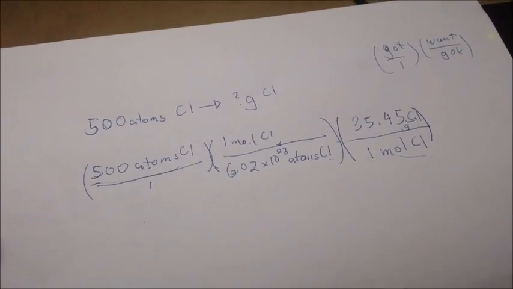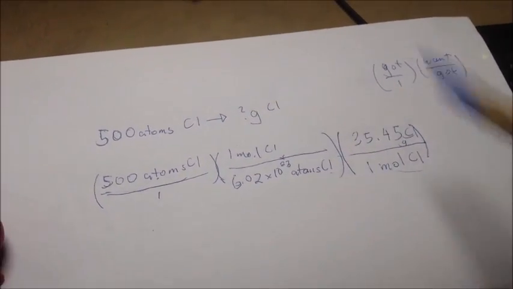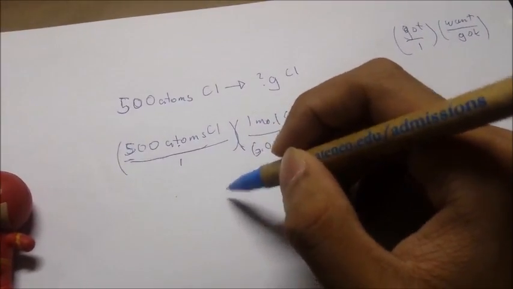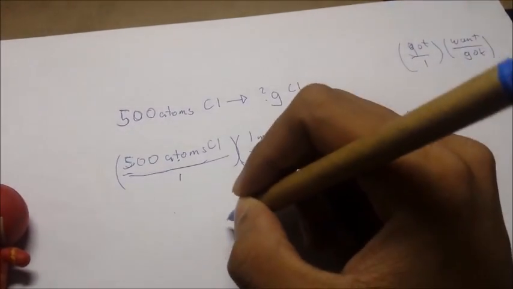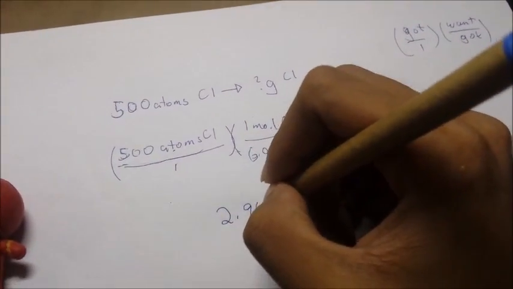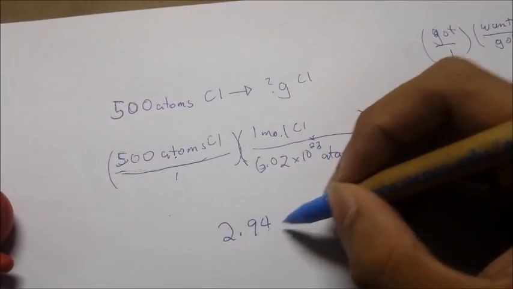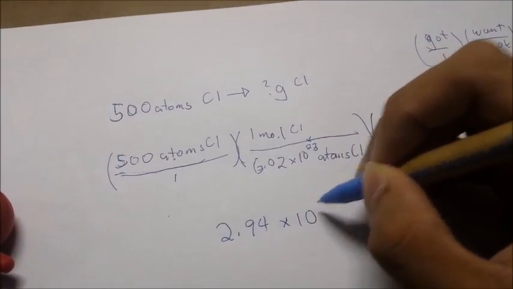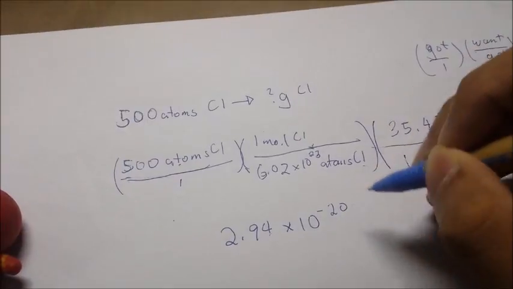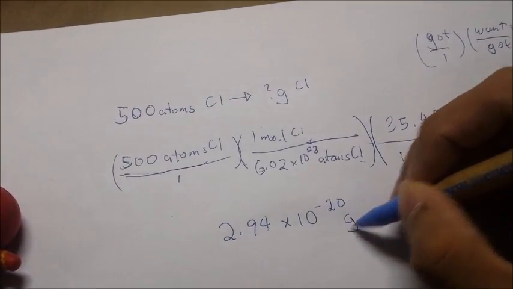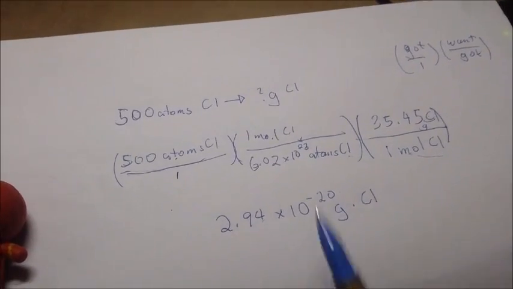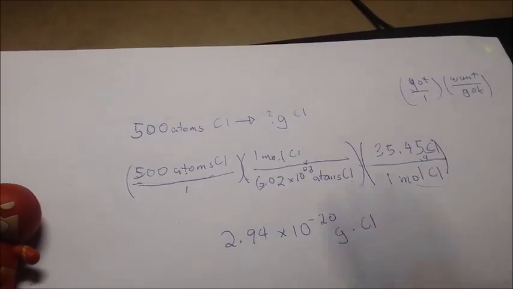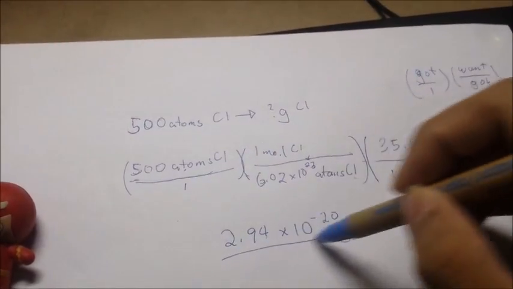It's pretty simple. So those are the basics, and your answer is gonna be, let me take my scientific calculator, 2.94 times 10 raised to the negative 20 power of grams of chlorine. Never ever get your signs wrong, because that can be a wrong answer. I learned a lot from that, yes. So that's your final answer.